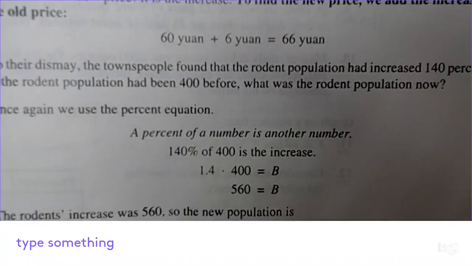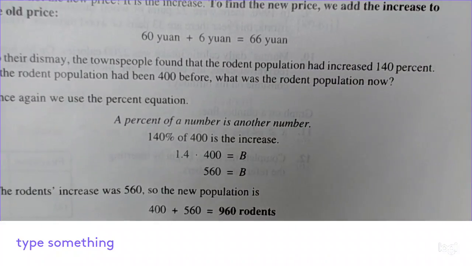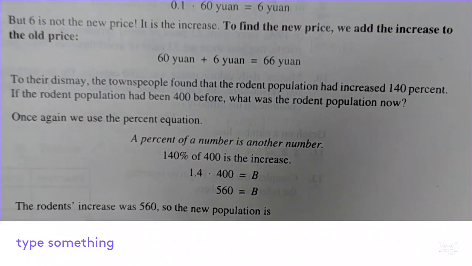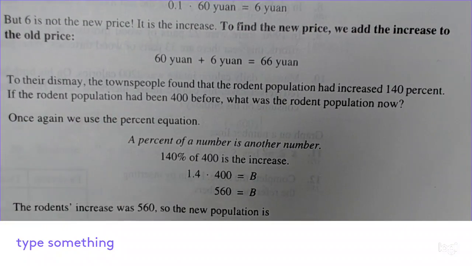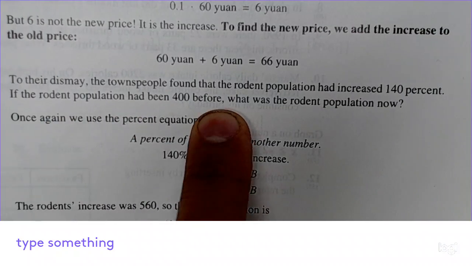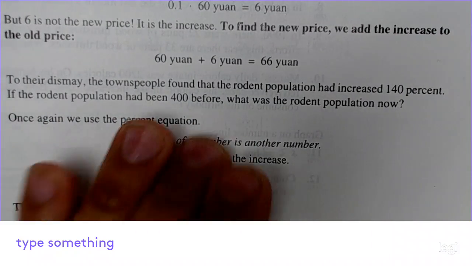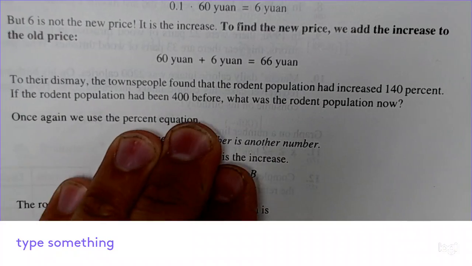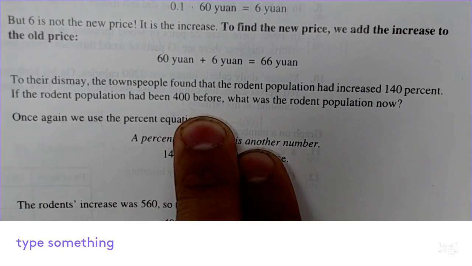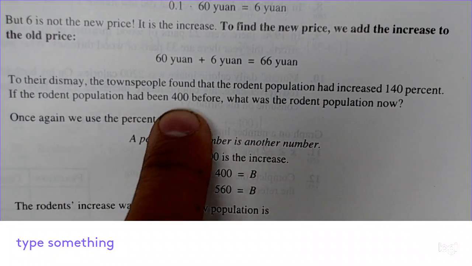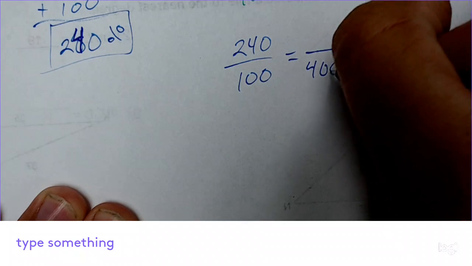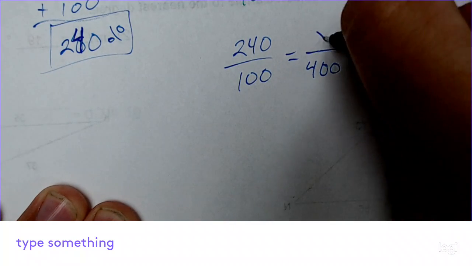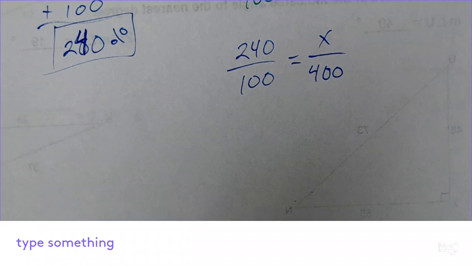Now, we need to figure out the missing number. So, rodent population increased 140%. They tell us the rodent population had been 400 before. What was the rodent population now? Well, if it was 400 before, that's describing the old 100% amount, right? So I'm going to put that on the denominator when I set up my proportion. So that's going to equal something over 400, and we'll find the increase by putting x there for our unknown.